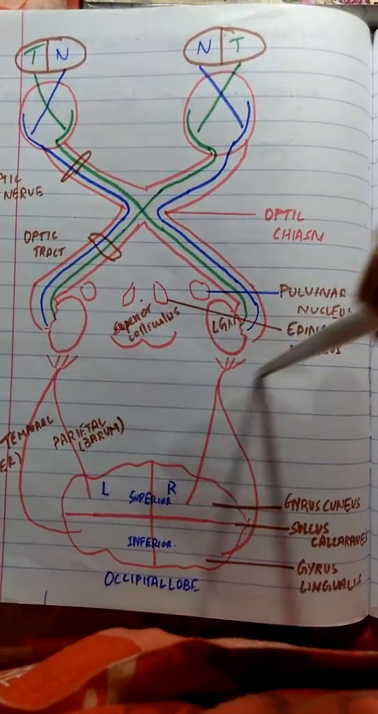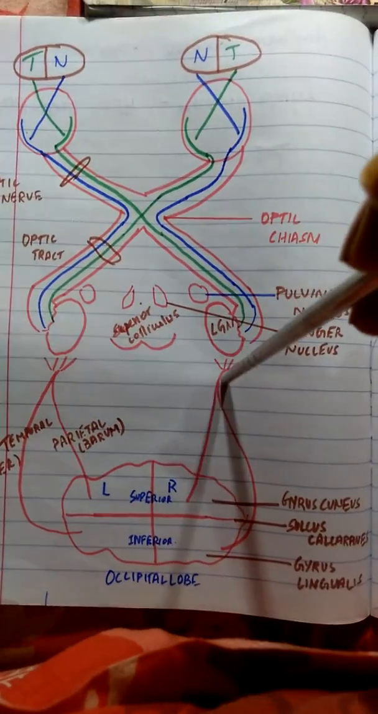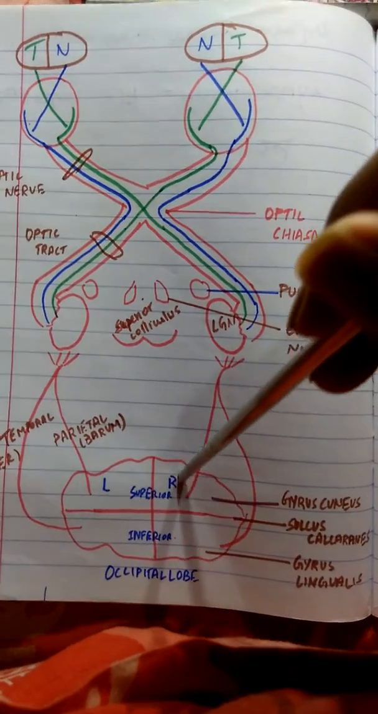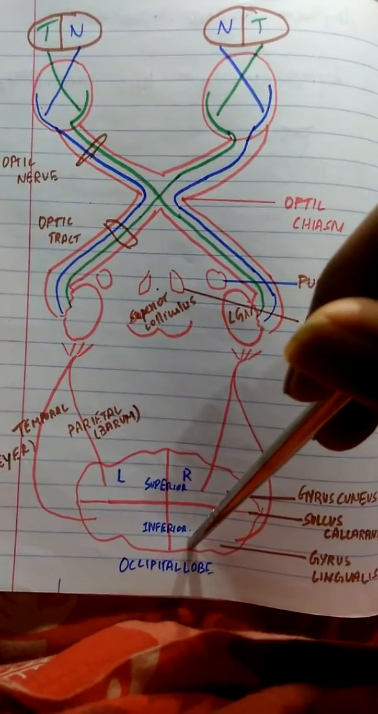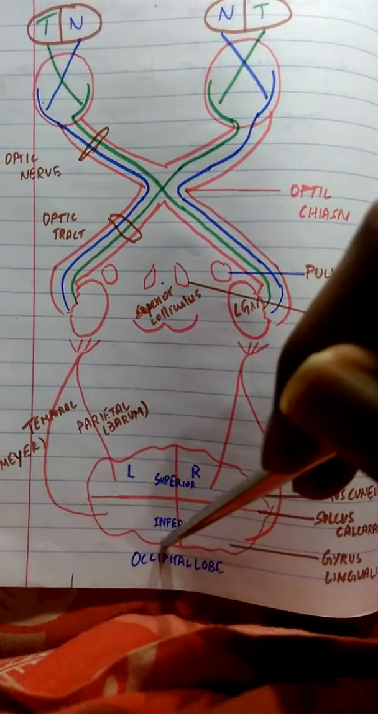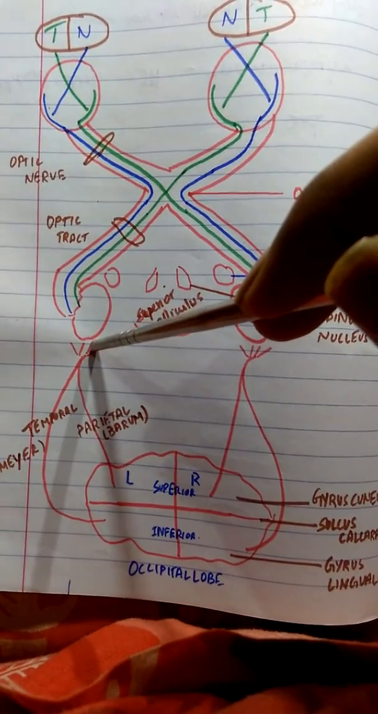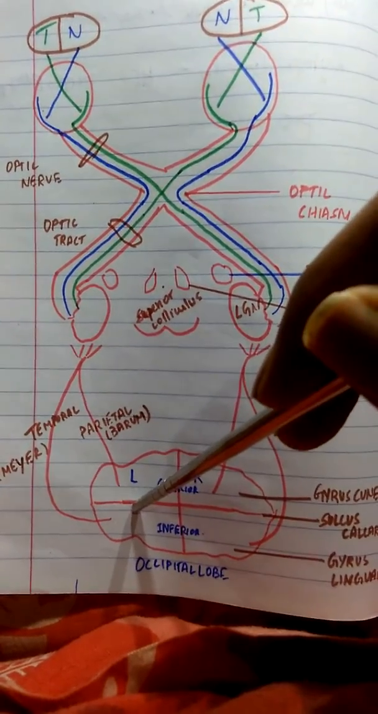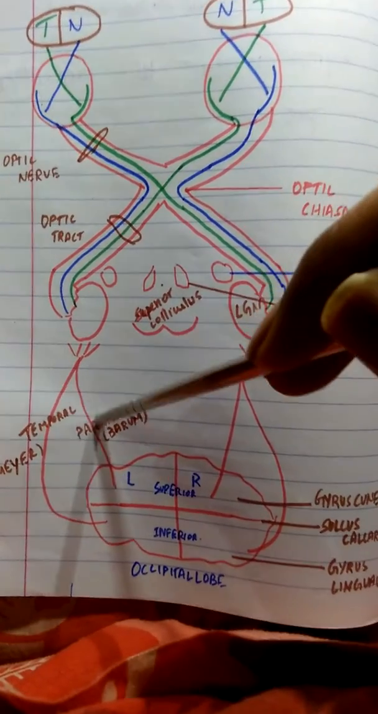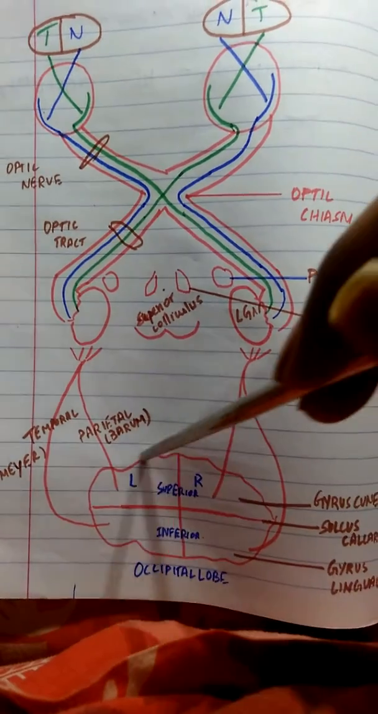So the fibers from the lateral geniculate nucleus then go to the occipital lobe in two ways. We can call these two ways the Baum's loop or Meyer's loop. The Baum's loop carries the superior retinal fibers. It goes the superior way through the parietal lobe of the brain and then it goes to the superior part of the occipital lobe.